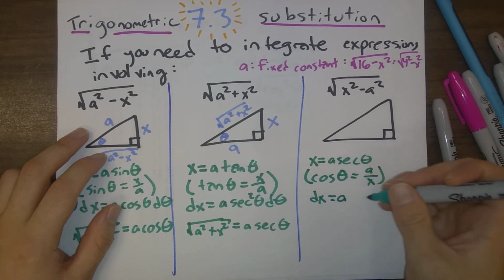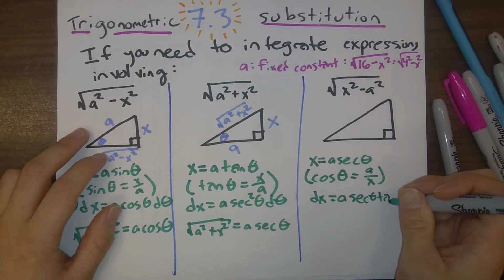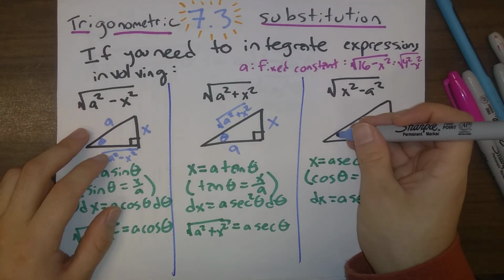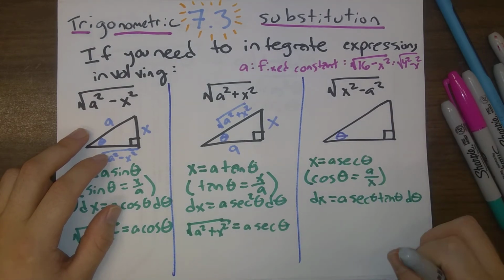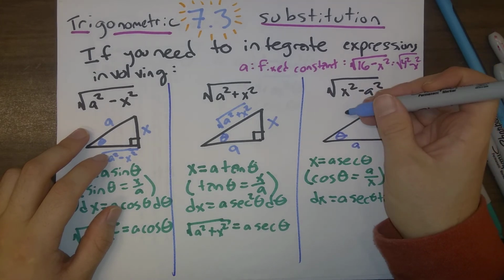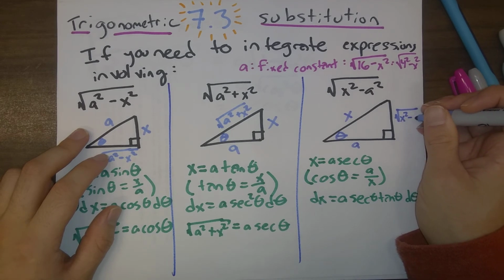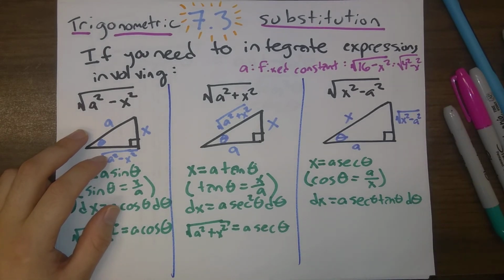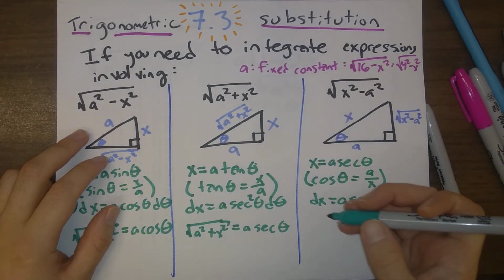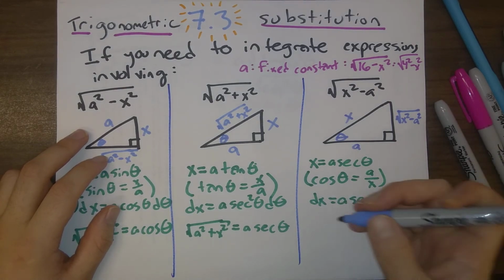And dx is a times the derivative of secant theta, which is secant theta tangent theta, and the d theta there. When we fill in, one more time, the sides of our triangle here, cosine theta is a over x. So we can label that as a, and that as x. And so then this final side is exactly what we want, the square root of x squared minus a squared. That's this up here.